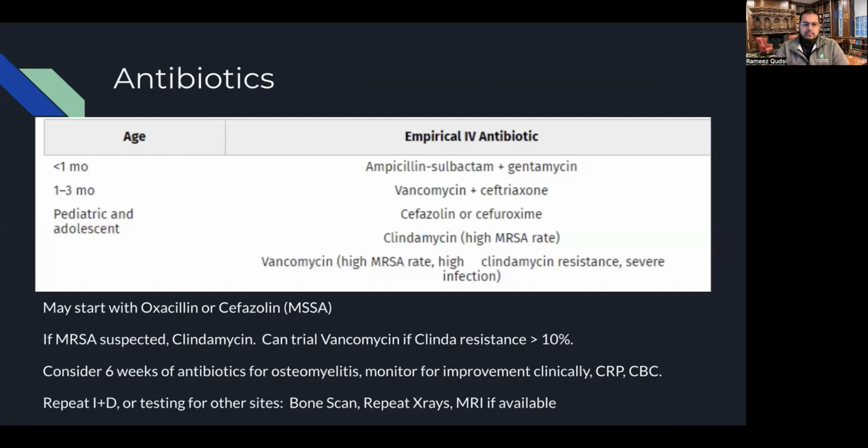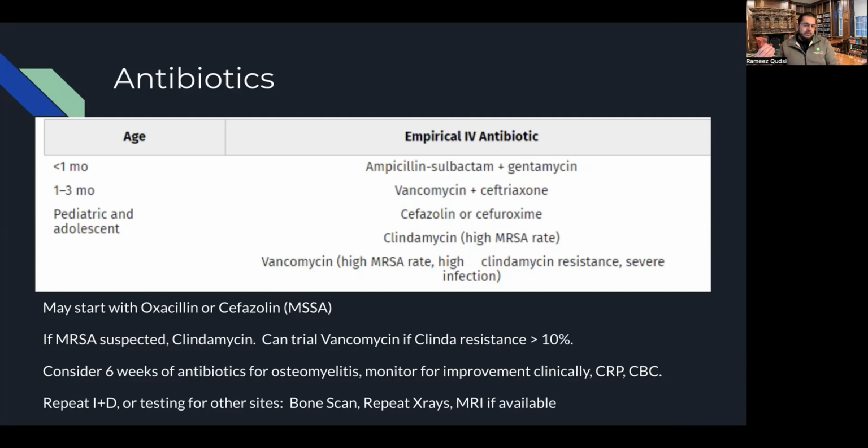This is a similar presentation from before with osteomyelitis as well as septic arthritis. A reminder to just start empirically with oxacillin, can use clindamycin or vancomycin if needed. For osteomyelitis, however, the difference is typically people are doing about 6 weeks of antibiotics. Again, you're monitoring for improvement clinically. You can use the CRP and CBC to monitor for that improvement. And if the patient's not improving on one antibiotic, it is important to change and obviously continue to follow cultures if you have sensitivity data that are coming from the cultures.